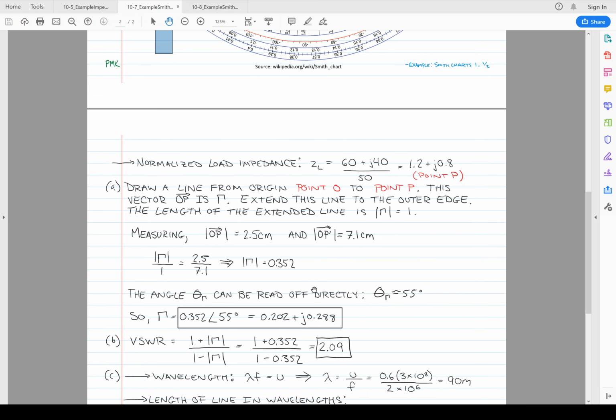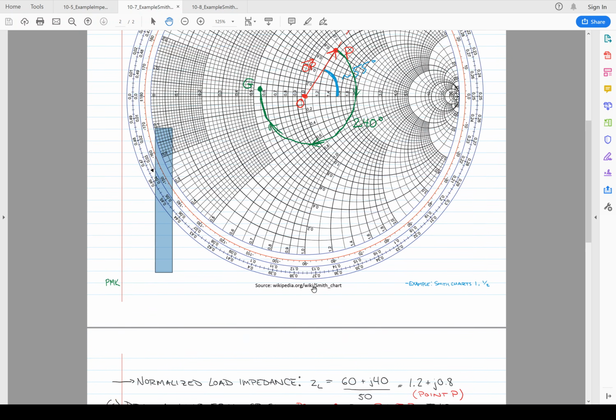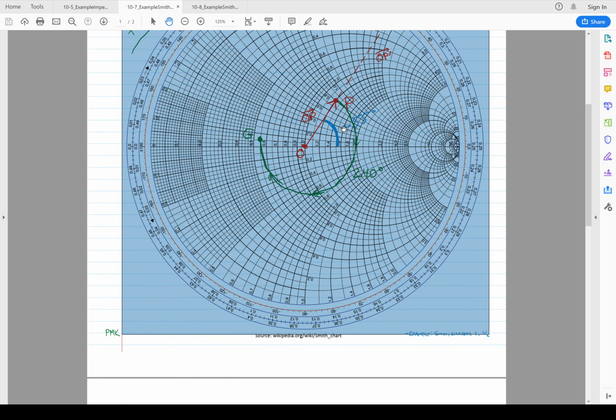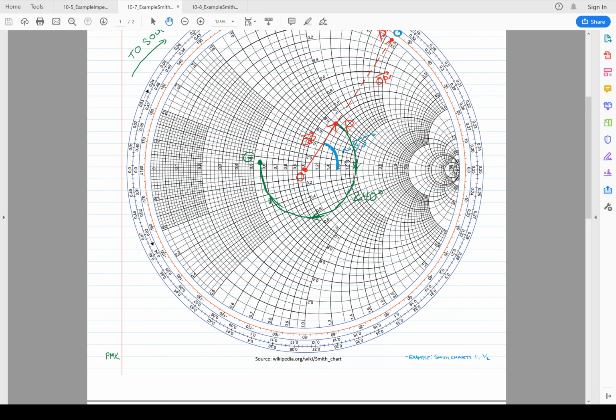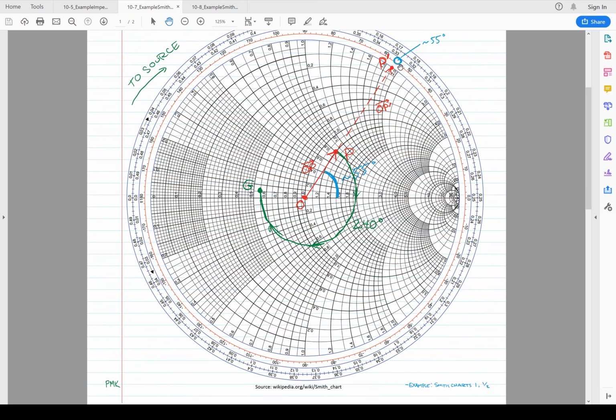We also need the angle. The angle is easy. The angle of the reflection coefficient at point P is just given by the scale here. You'll find the angle by drawing this dotted red line, and the angle looks to me to be about 55 degrees approximately.